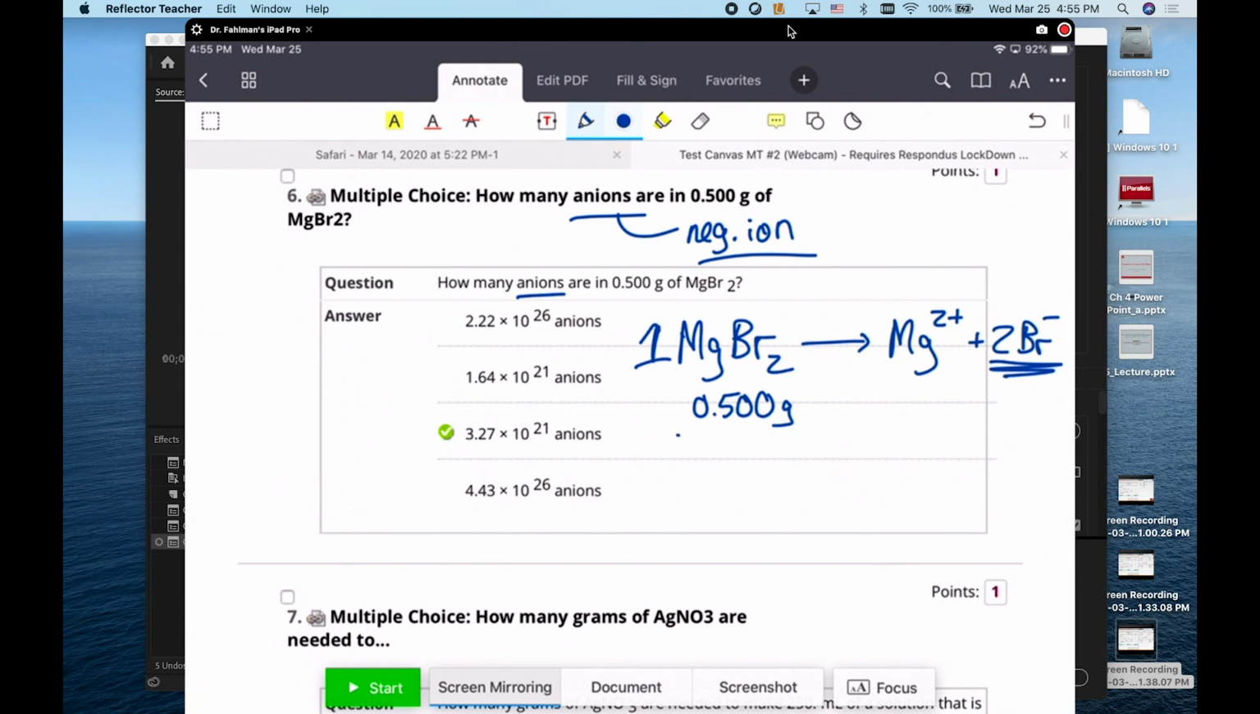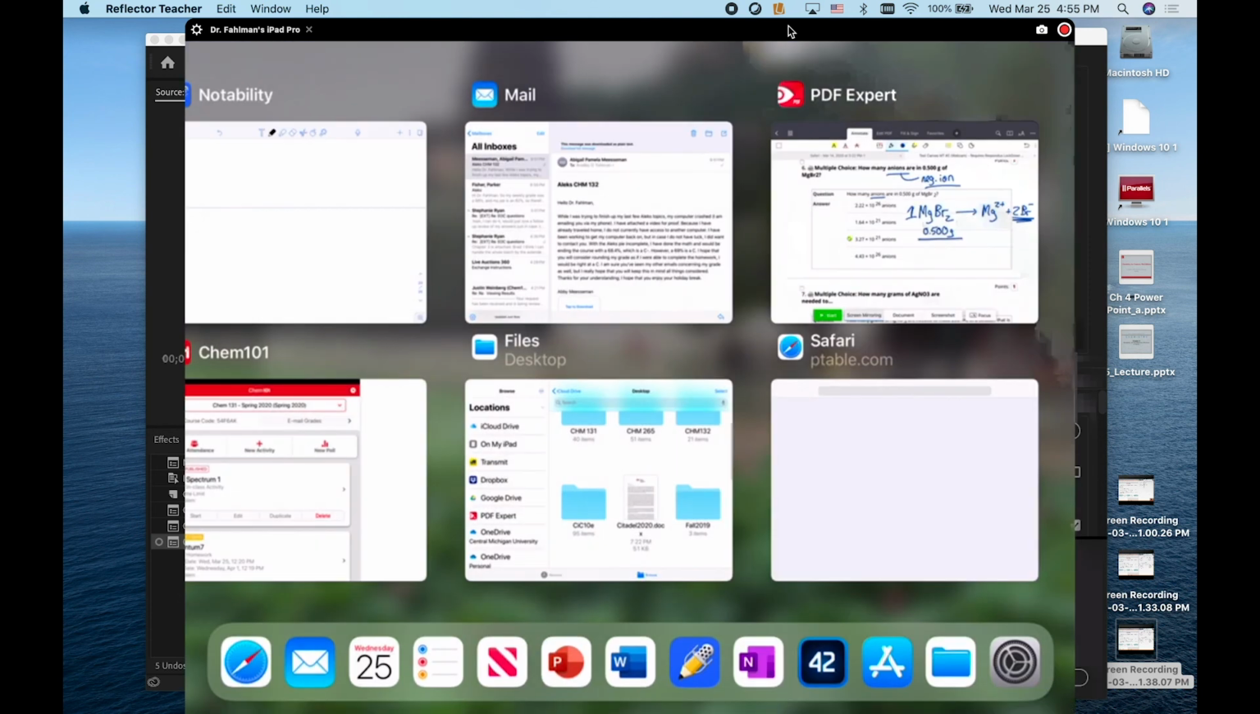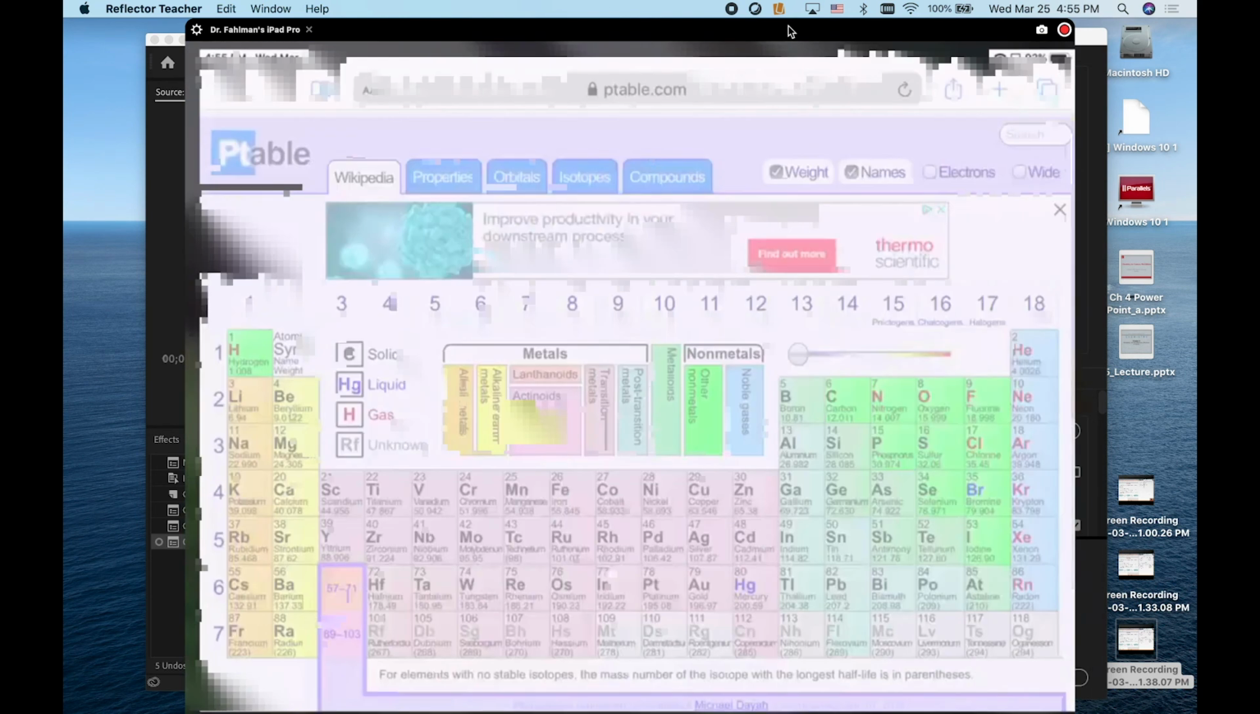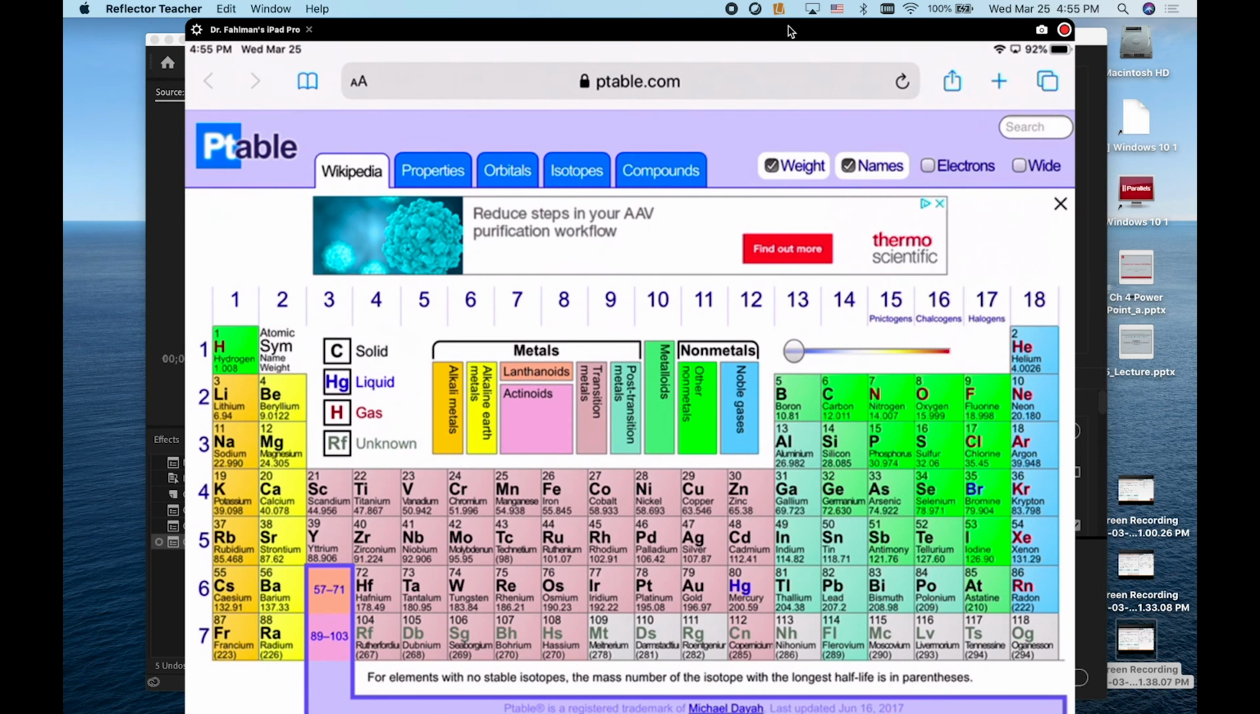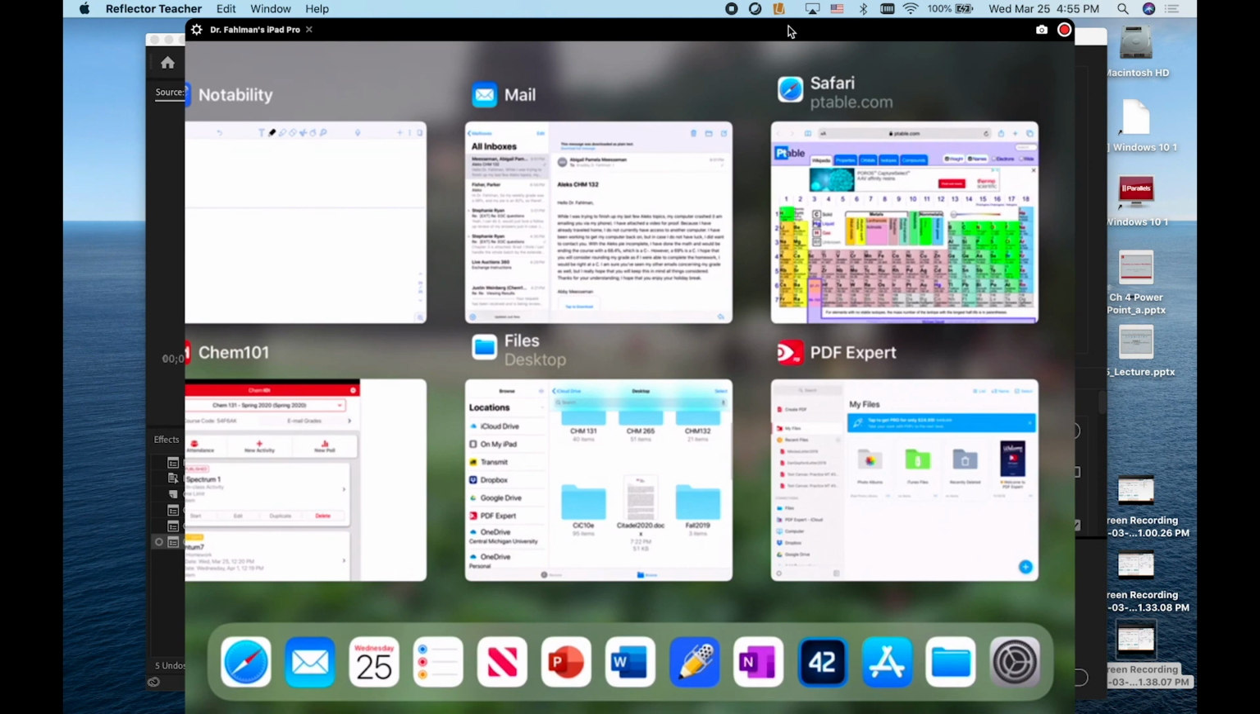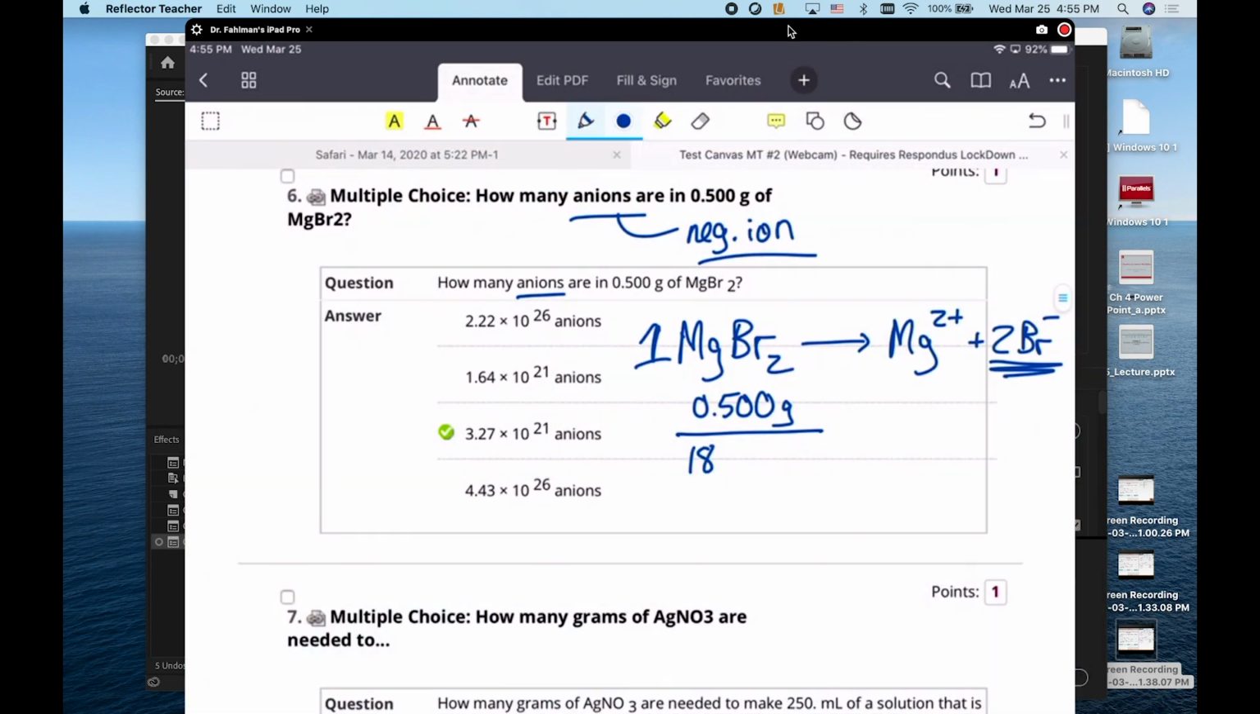Okay, and so if you have 0.5 grams of this, and this time I'm going to have to use the periodic table. So to get the moles, so magnesium is 24.31, and bromine is 79.904 times 2. So that's 184.118 grams per mole. Okay, so that's 0.0027 moles of magnesium bromide.